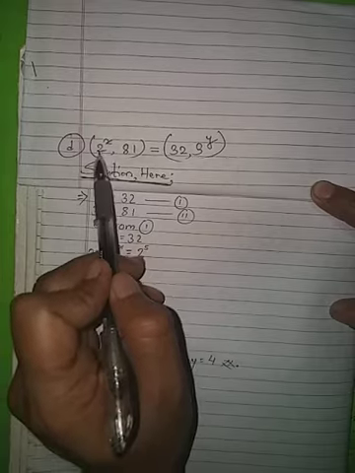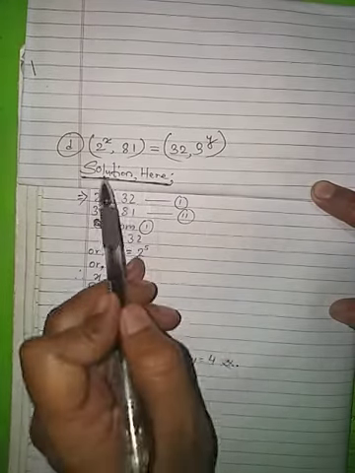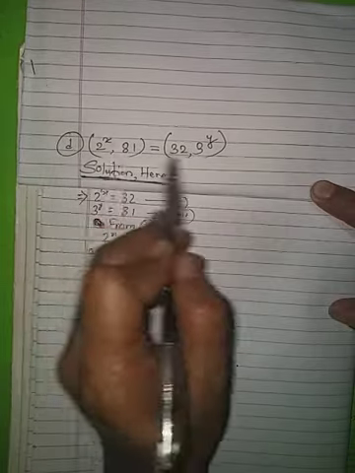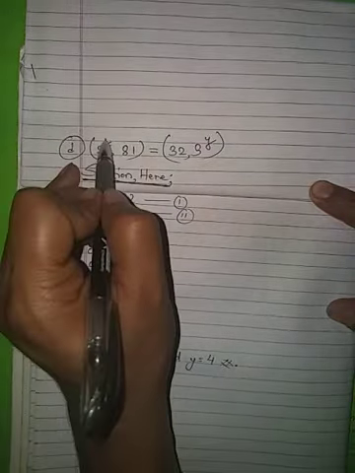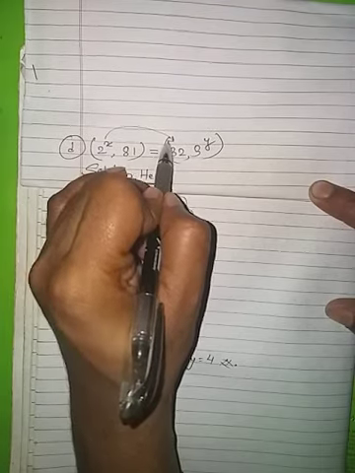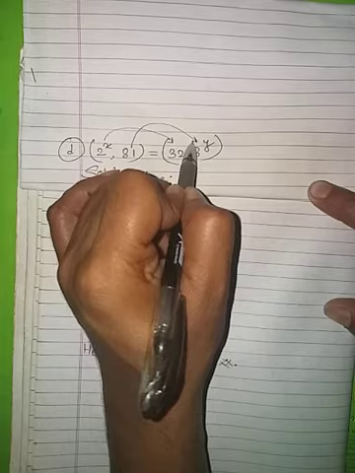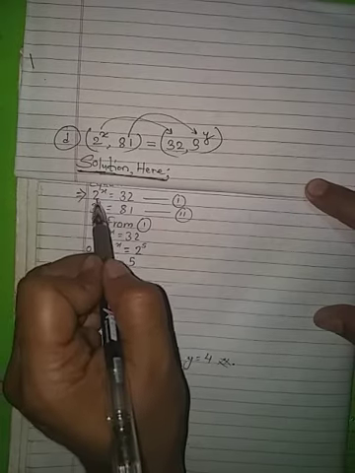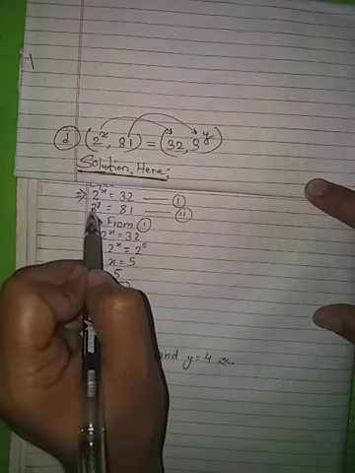So the question is 2 to the power x comma 81 equals 32 comma 3 to the power y. So solution here, these two are equal ordered pairs. So equating the corresponding elements, what do we get? The first term equals the first term, and the second term of the first ordered pair is equal to the second term of the second ordered pair. So we get 2 to the power x equals 32, it's equation 1, and 3 to the power y equals 81.